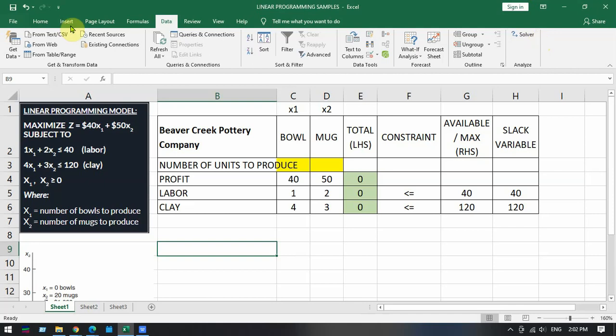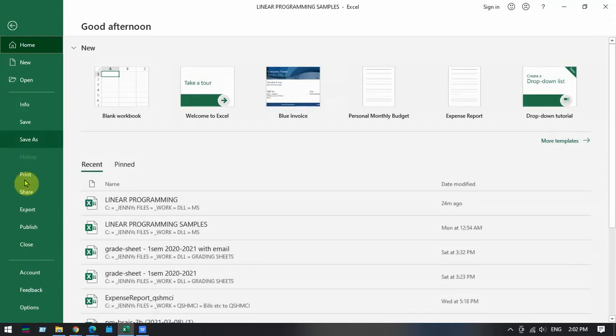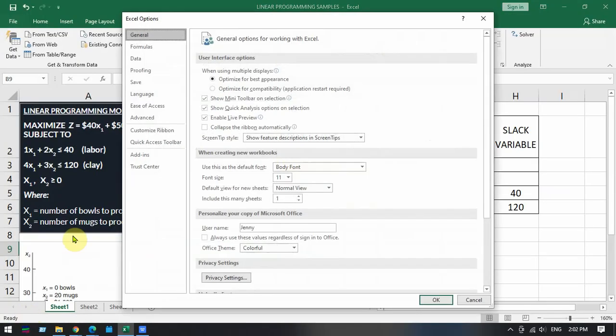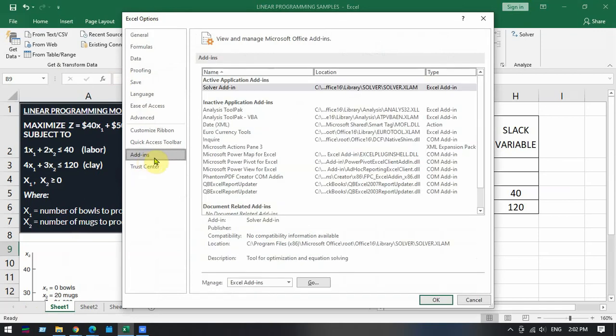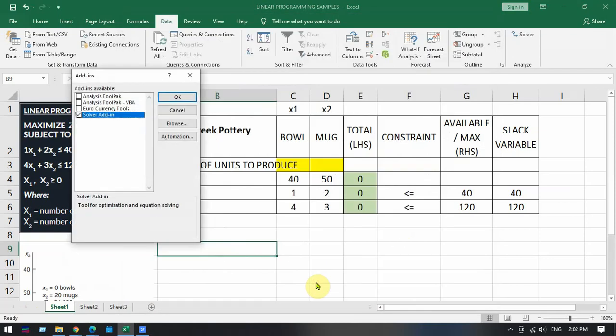So how do we do it? We go to File, and then Options, and then under Options, we go to Add-ins. From here, we should see Solver Add-in, okay? And we have to make sure that under Manage, we have Excel Add-ins because we have other options here. So you have to make sure it is Excel Add-ins, and then you hit Go.